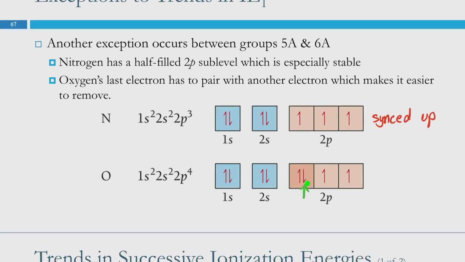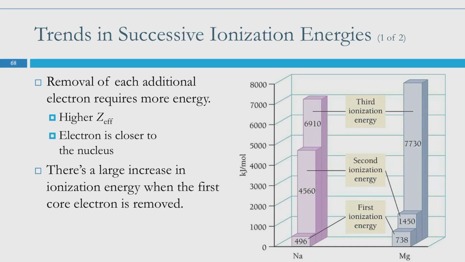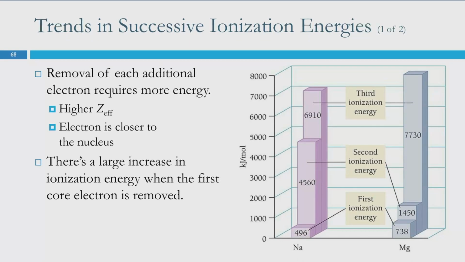So adding this 1 electron in makes it, I don't know if it's necessarily less stable, but it's certainly more stable going to this synced up configuration versus leaving this synced up configuration, not as easy. If you want to take off another electron, so if you want to go to the 2nd or 3rd ionization energy, it gets harder each time.